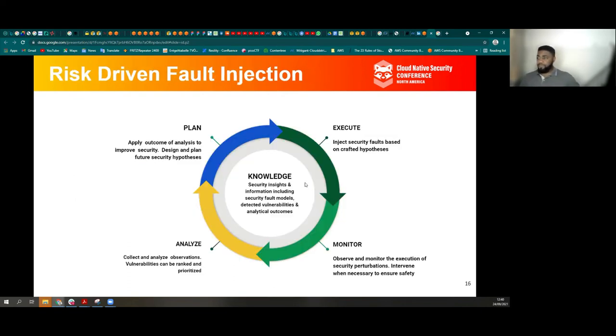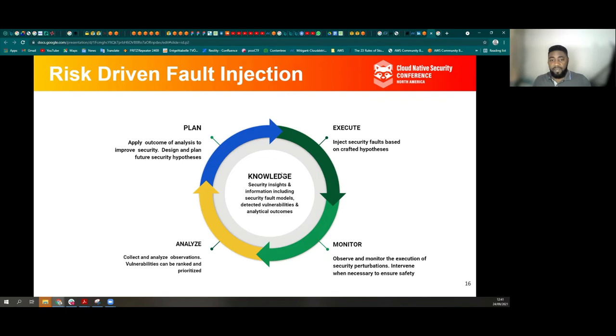All right, so let us talk a little bit now about risk-driven fault injection. This is based off of my research. It is a framework that enables us to apply security chaos engineering in our environments. I thought about this because after speaking with several people about security chaos engineering, I realized that it's a topic that is a little bit difficult to get management buy-in for, which is typical of security, because we talk in abstract terms.